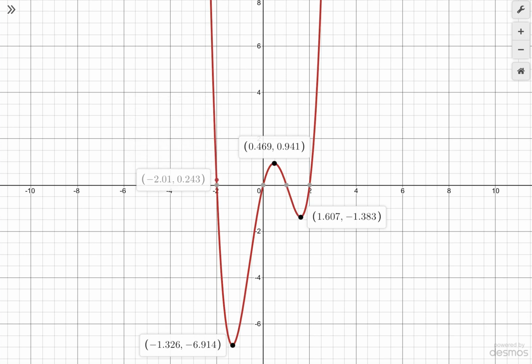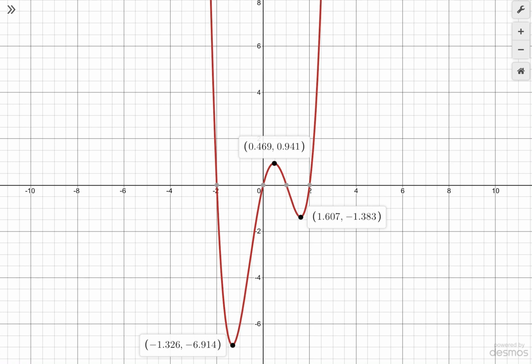That y value is decreasing, still decreasing below the x-axis, decreasing, decreasing, decreasing. Then we hit this turning point, and now the value's increasing. Increasing, increasing. Hit this turning point, and now the value is decreasing again until we hit our last turning point and then become increasing.